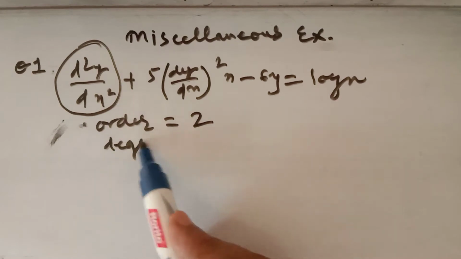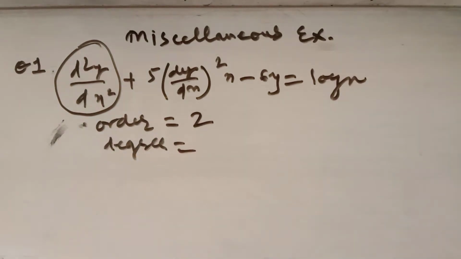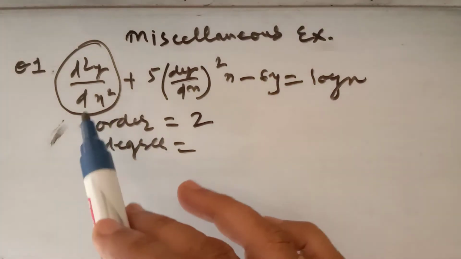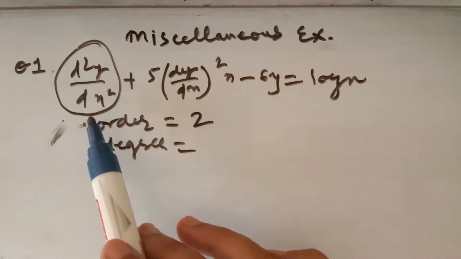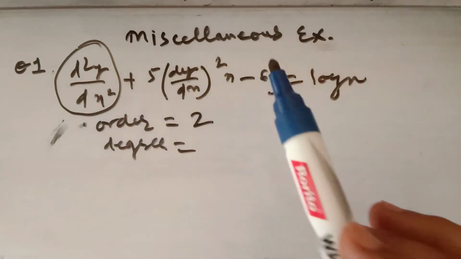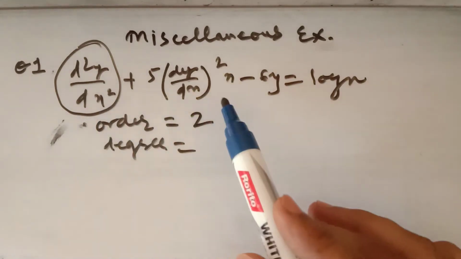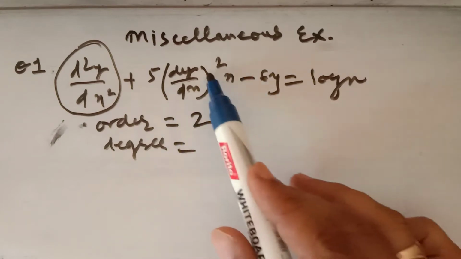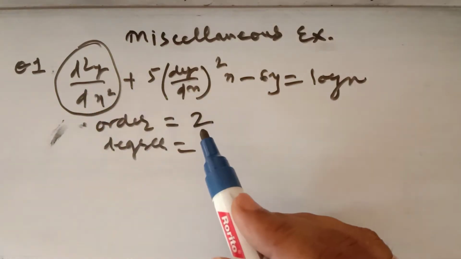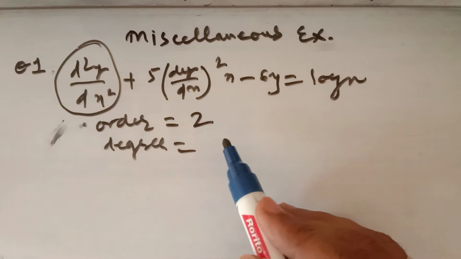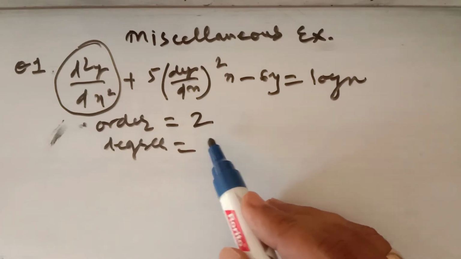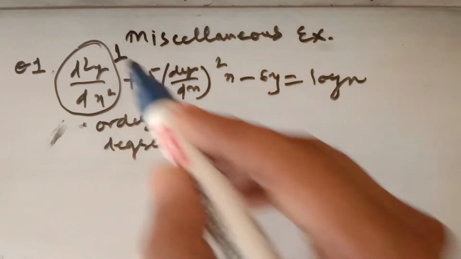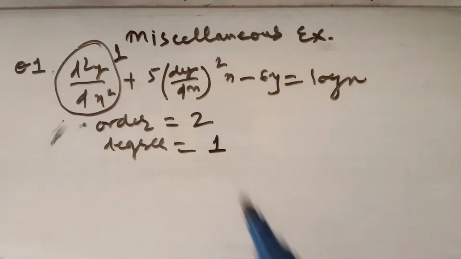of the differential equation is the power of the highest derivative, with the condition that the equation should be a polynomial in terms of the derivatives. A polynomial in terms of dy/dx means that the power of dy/dx should be a whole number. So it is a polynomial in terms of dy/dx because the power of dy/dx here is 2 and this is 1, and if it is a polynomial, then the power of the highest derivative, which is here 1, is the degree of the given differential equation.